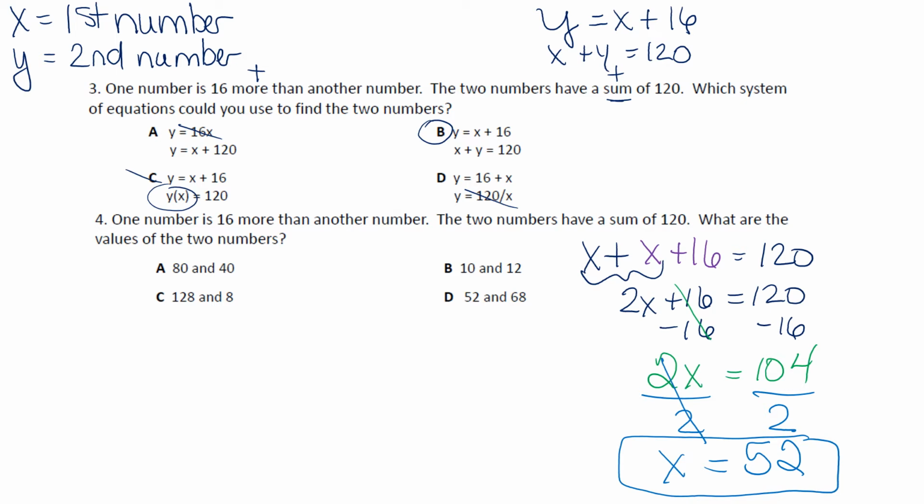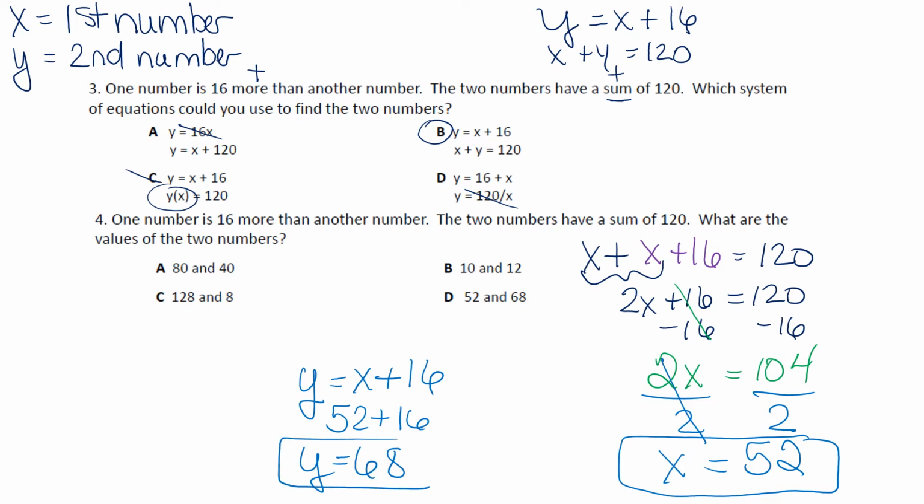To figure out what the y would equal, you would just take that and plug it into one of the equations. So y equals x plus 16 is your easiest equation to plug into. And so we're going to plug our 52 in for the x plus our 16. And so y would equal 68. So you're looking for the numbers 52 and 68. And that would be D.